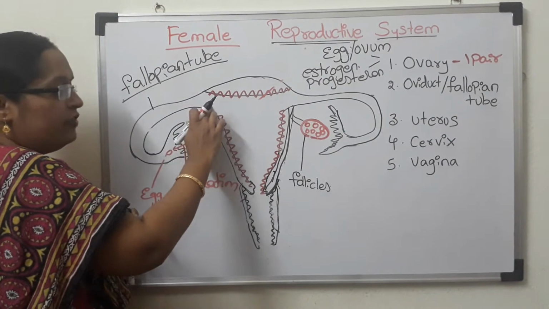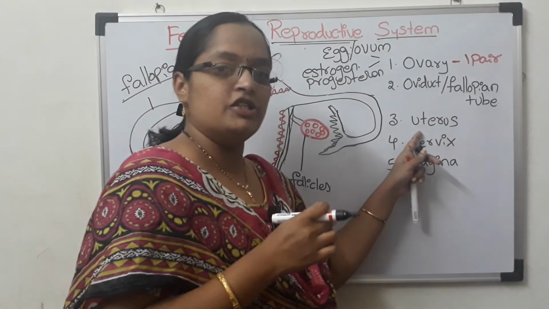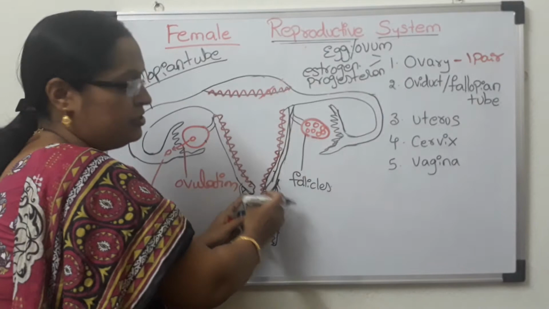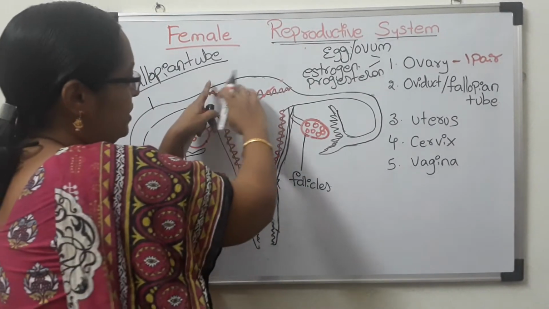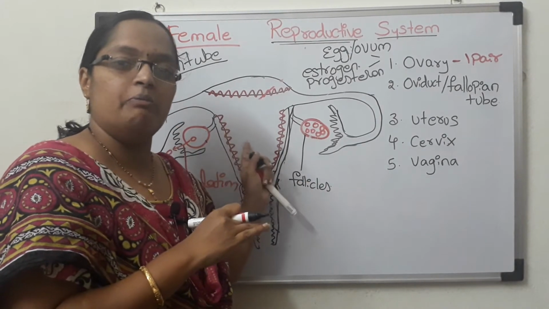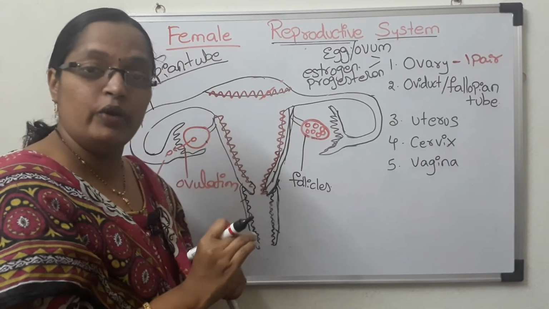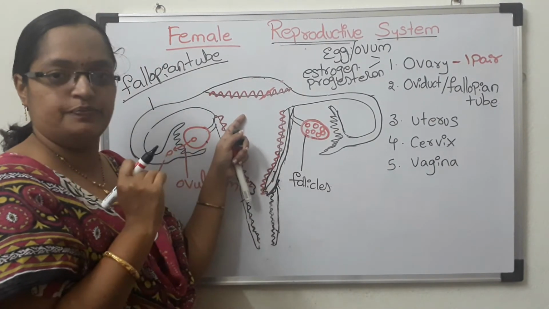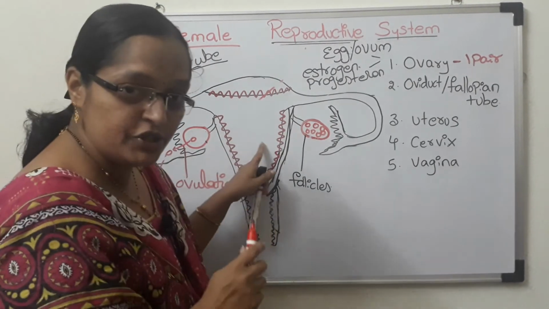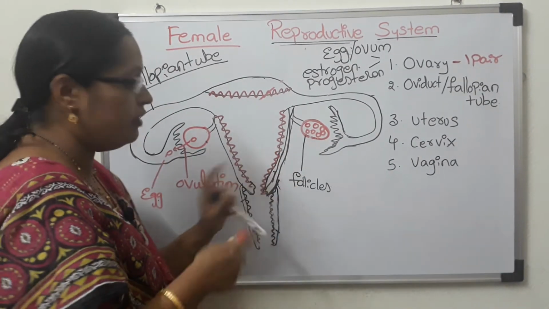Now, the other end of the fallopian tube attaches to the third part, that is the uterus. The uterus is a pear-shaped structure in which development of the embryo takes place. The uterus consists of 3 layers. It is not there in the textbook, please make a note. It consists of 3 layers.